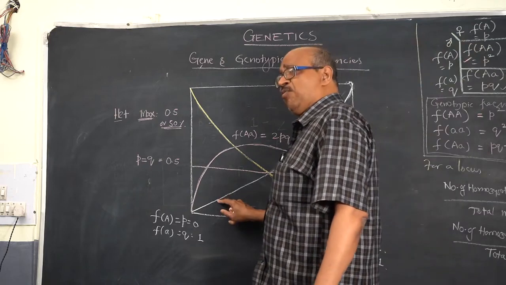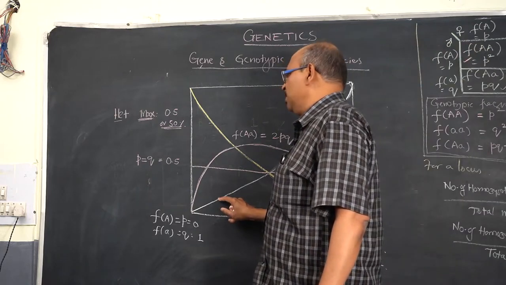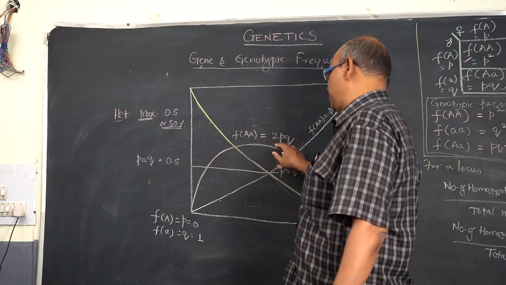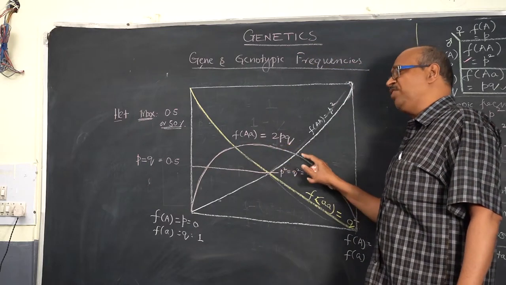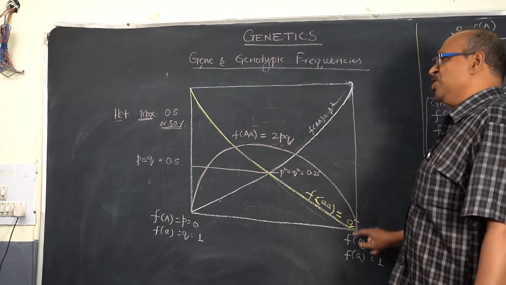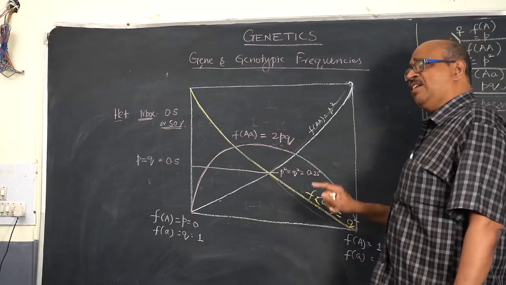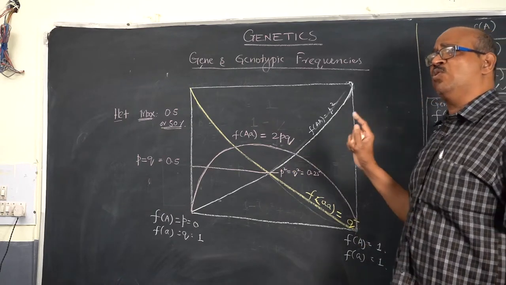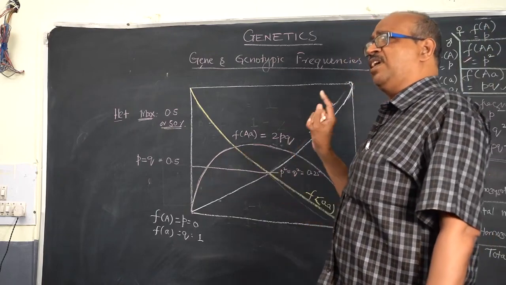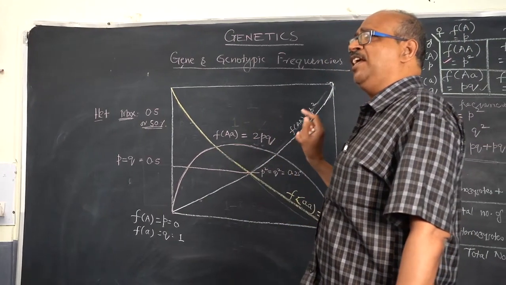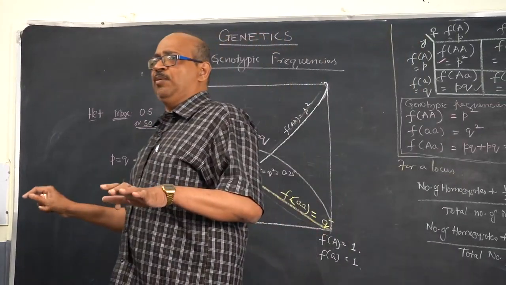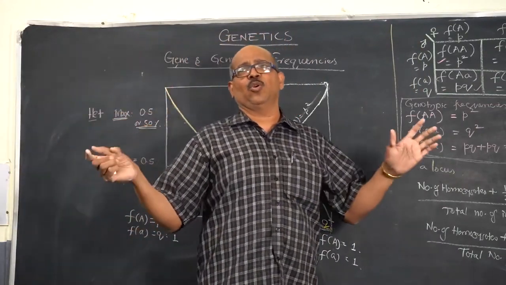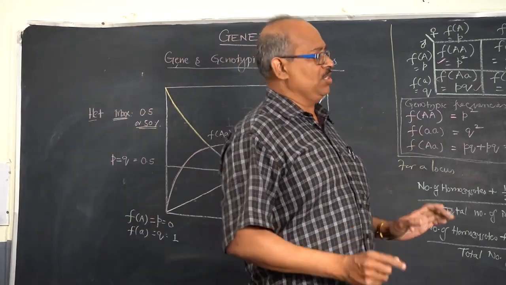When the frequency of one allele increases, the heterozygote frequency increases, reaches a maximum level of 50%, after which it decreases. So any population where heterozygous frequency is more than 50%, you can consider that as a non-equilibrium population. It cannot exist in equilibrium. This population is undergoing evolutionary changes.